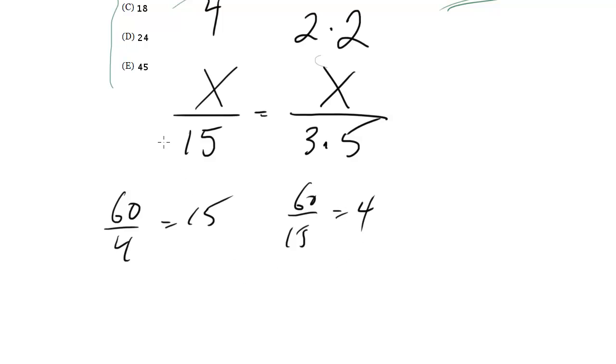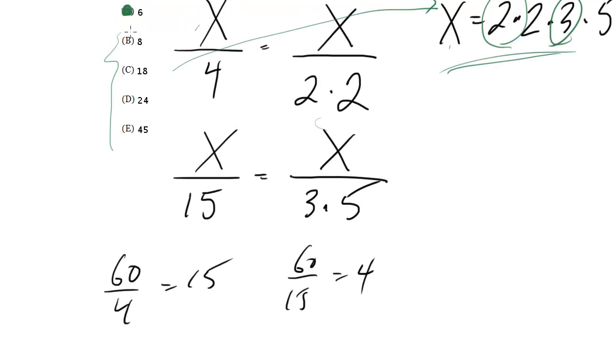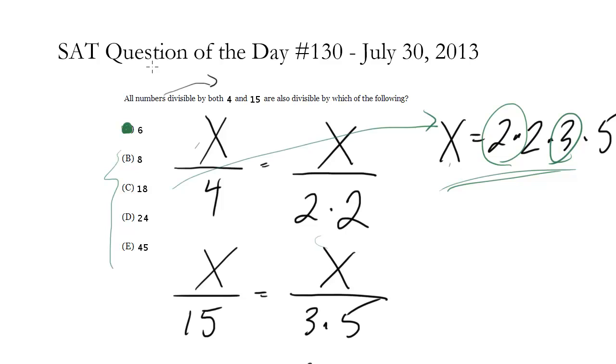And we say, okay, which one of these is 60 divisible by? Well, 60 is obviously divisible by 6. 8 does not go into 60 equally, nor does 18, nor does 24, nor does 45. So the only choice here by that method is 6. Either way, whichever way makes most sense to you, pick that one, but that's how you handle it.